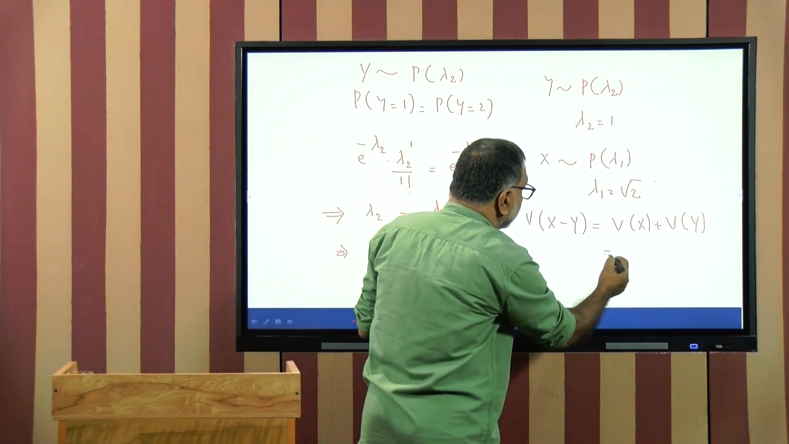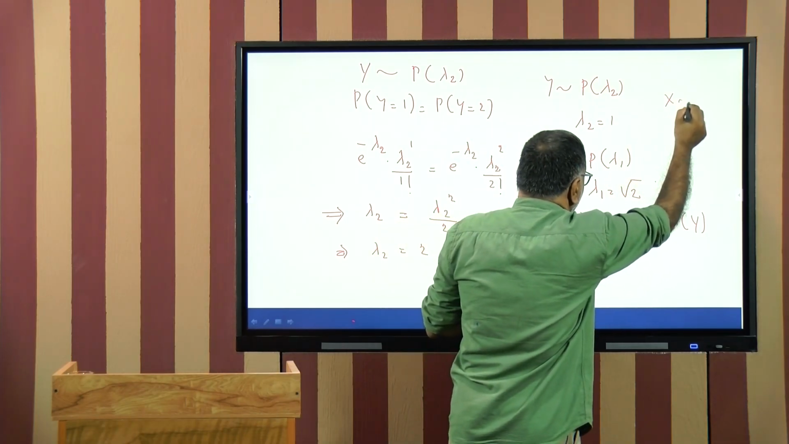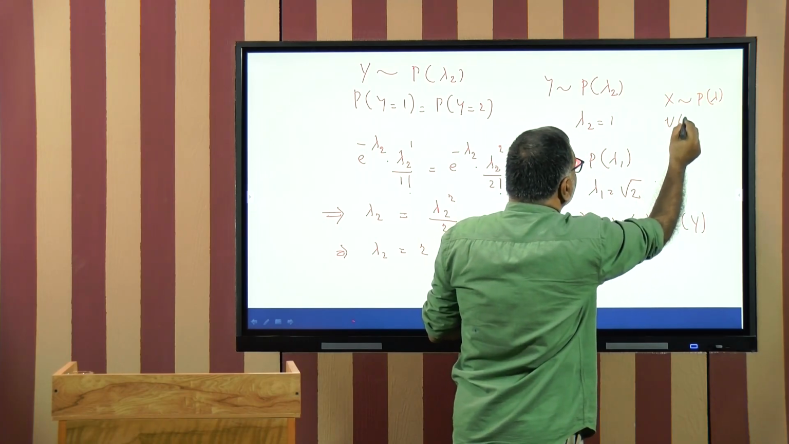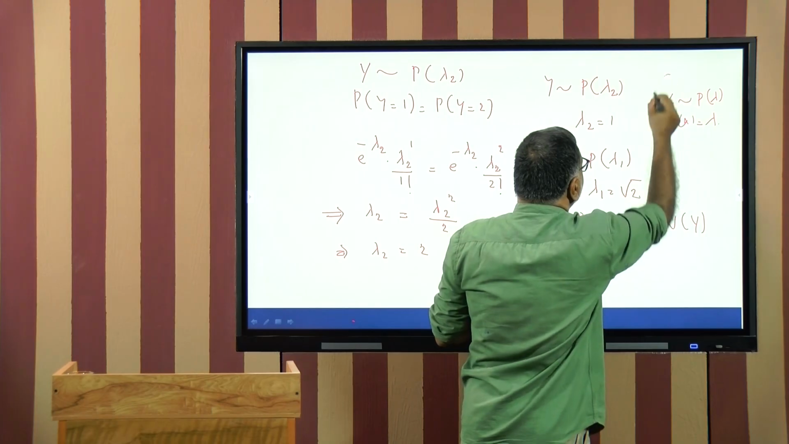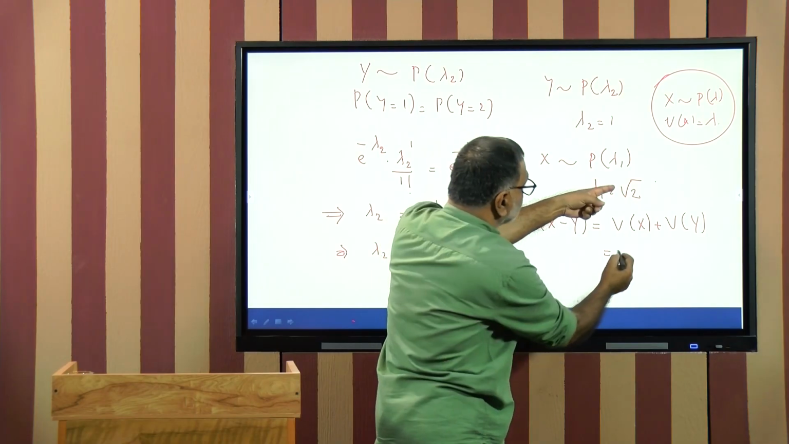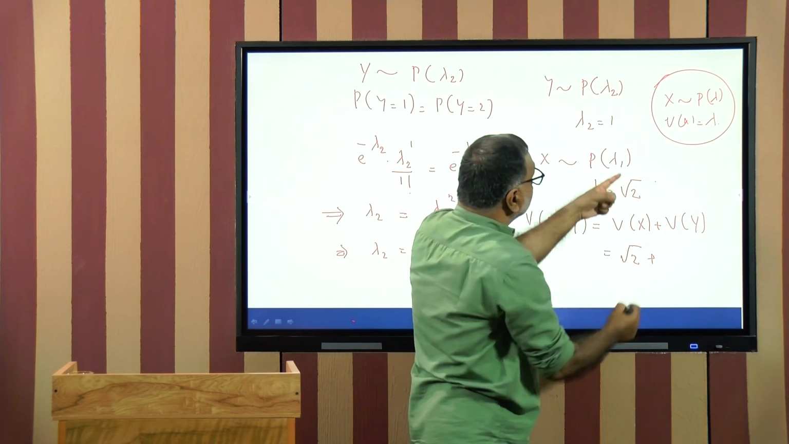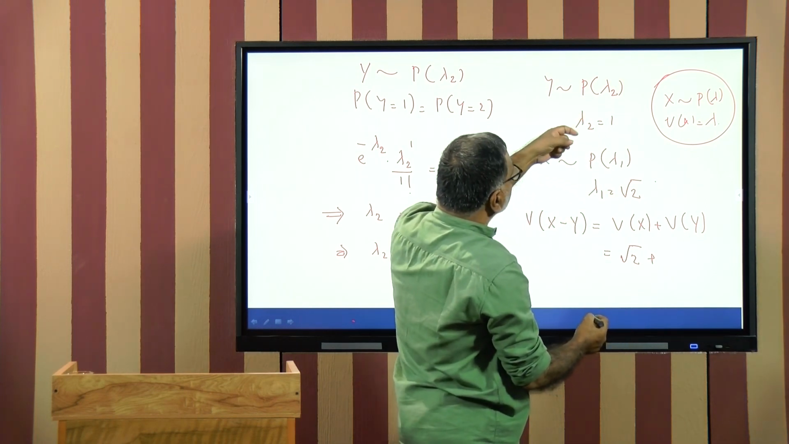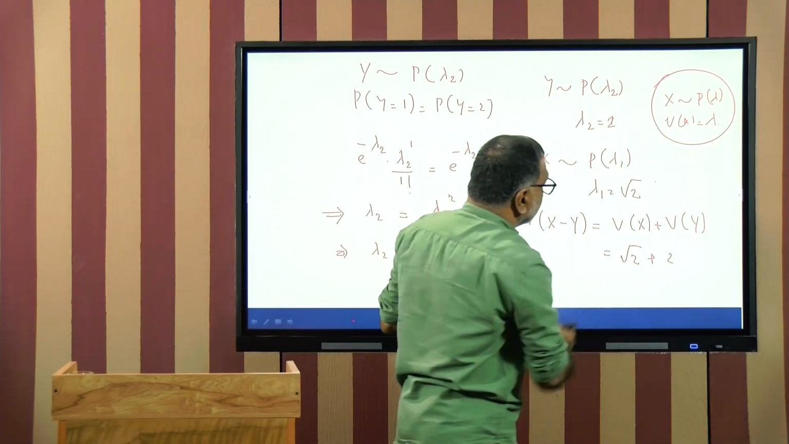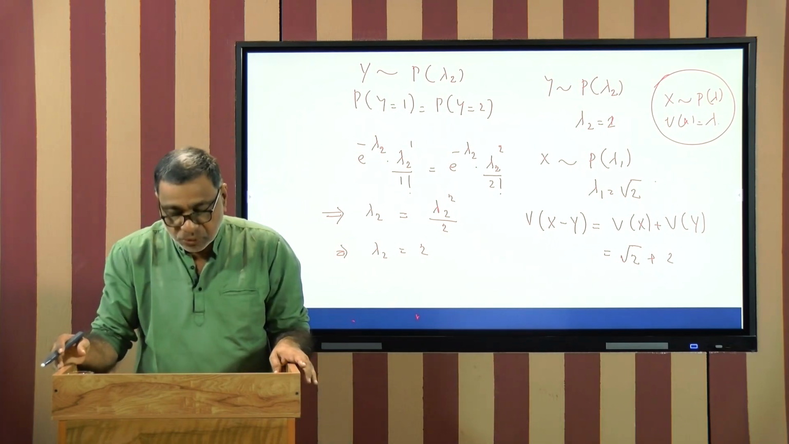And what is variance of x? For a random variable x having the Poisson distribution with the parameter lambda, variance of x we know is the value of the parameter itself. This is a known result for us. So, variance of x is root 2, plus variance of y. Variance of y is lambda 2, which is equal to 2. So, variance of x minus y is equal to 2 plus root 2.